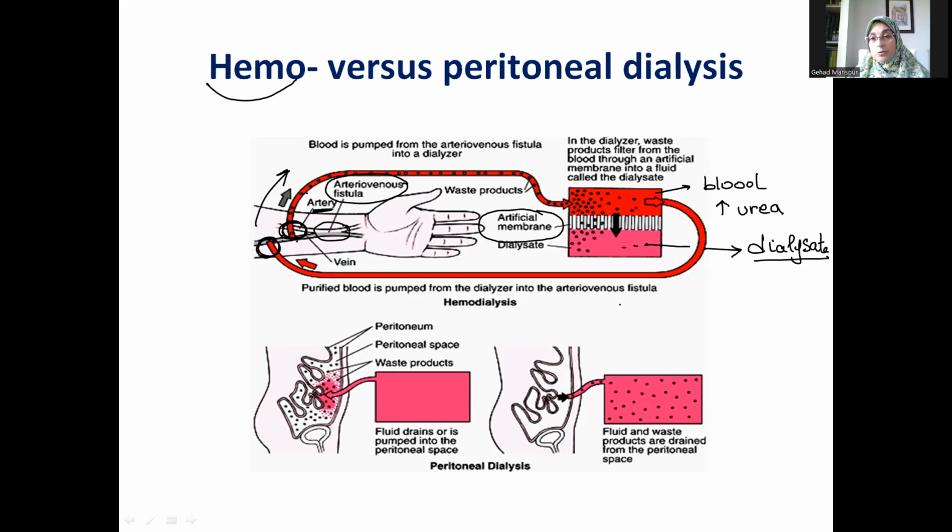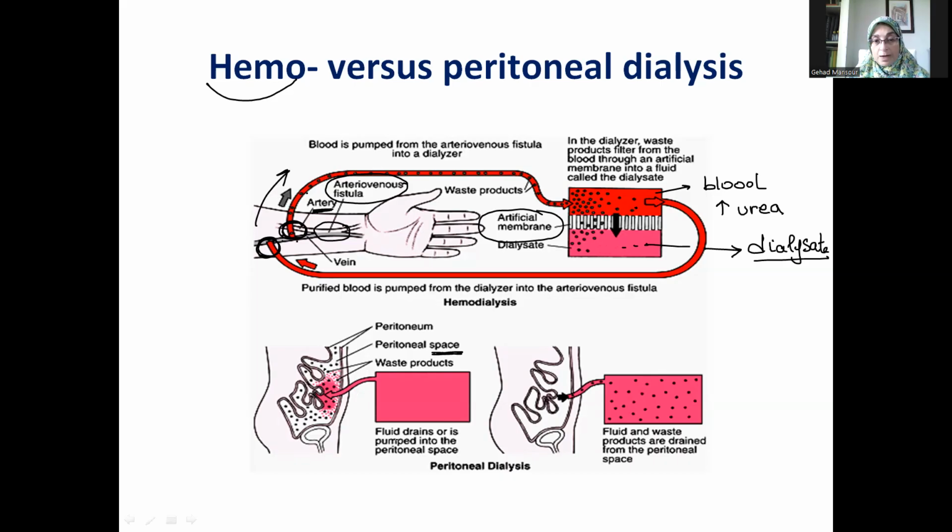The other type is peritoneal dialysis, and here, as you can see, this is the peritoneal membrane, and this is the space inside the abdomen, which we call the peritoneal space, that is between the abdominal organs.